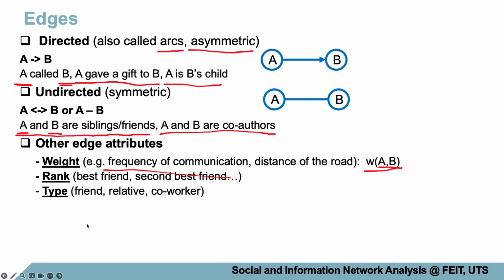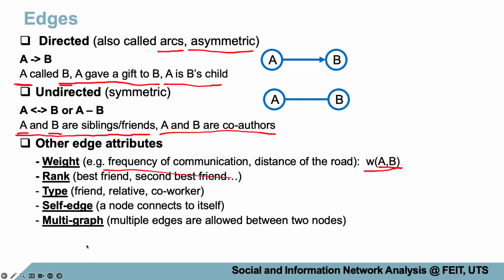Or type, like the edge can have different types. For example, the relationship between 2 individuals can be friends or relatives or co-workers. And also the self-edge, that is the edge that starts from a node and also connects to itself. And multi-graph, that means between 2 nodes or 2 vertices, there are multiple edges, not just one edge. Multiple edges can exist between 2 nodes. We call it a multi-graph.